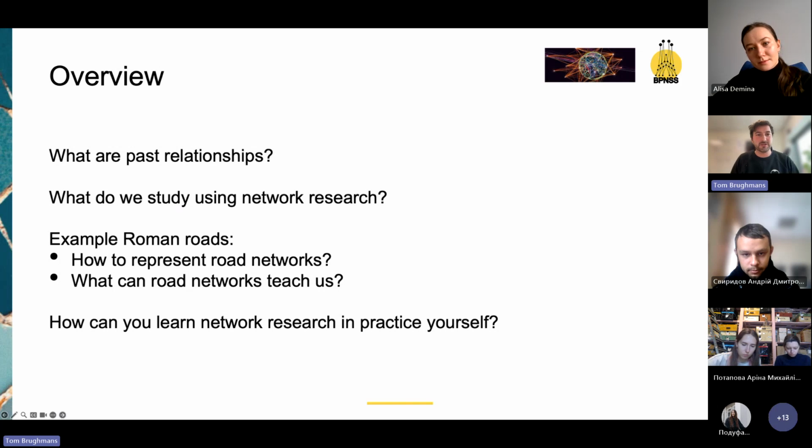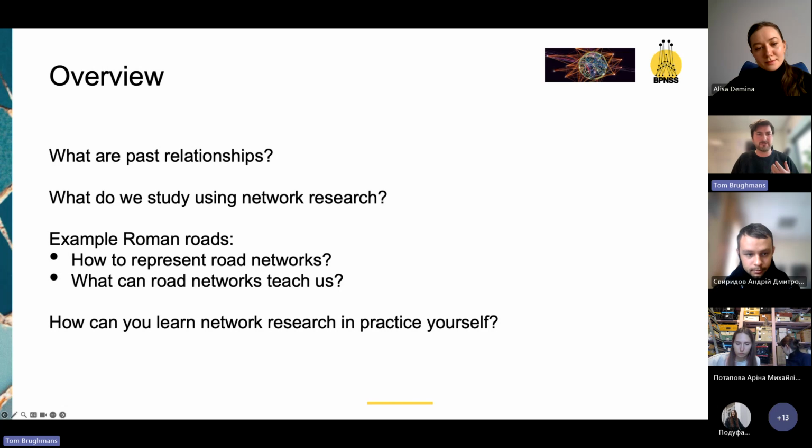And then I will go into a little bit more detail about roads of the Roman Empire, because that's what I do specifically. And I want to kind of deconstruct things a little bit. I want to show you what we could use network data for to represent Roman roads.